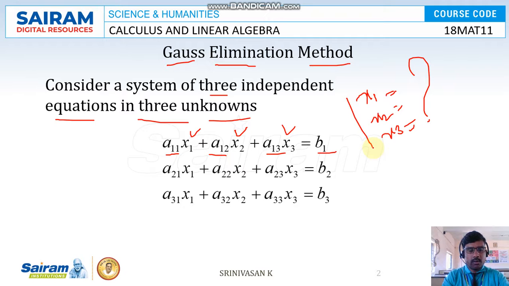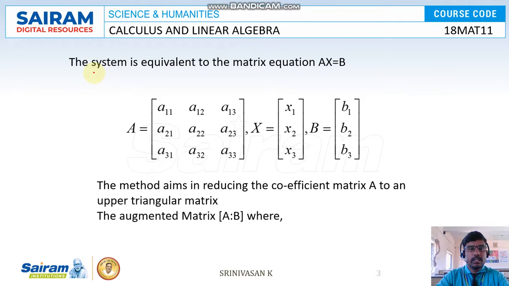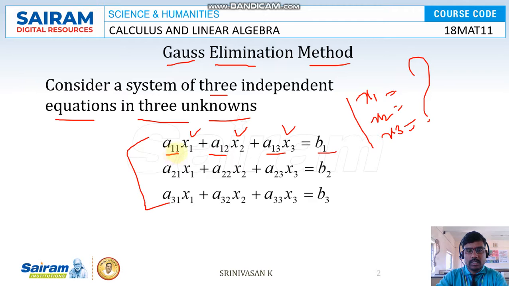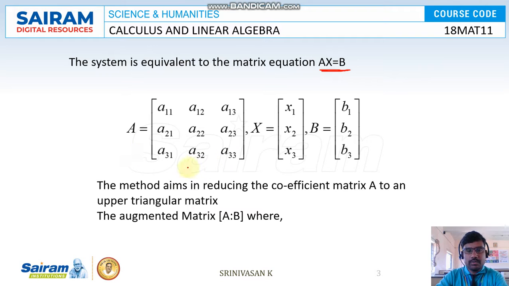First I explain the working procedure, how to solve the matrix. Just consider the three equations and three unknown variables. The system is equivalent to the matrix equation Ax equal to b. What is A? Already in the last video I explained. A is the coefficient matrix. The first row is a11, a12, a13, then a21, a22, a23, and a31, a32, a33. This is the coefficient matrix, that is A.